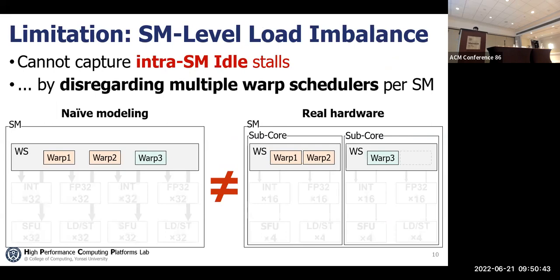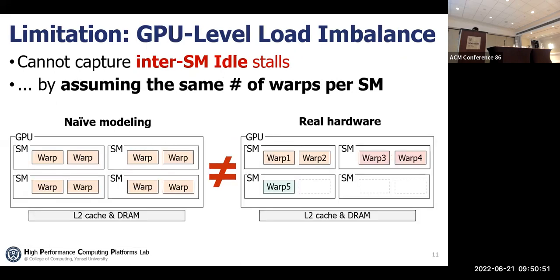Additionally, MDM cannot capture the idle stalls caused by load imbalance between the subcores. The multi-issue warp scheduler cannot incur any load imbalance. Lastly, with increasing SM count, load imbalance between SMs occurs more frequently. However, MDM cannot capture the resulting idle stalls. It assumes all the SMs operate identically, executing the same number of warps.